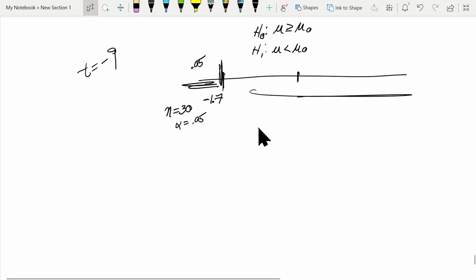The other way this can go is the other direction, where the mean is less than something. This is like the corn yield, the fertilizer experiment. I put out fertilizer, and if it doesn't work, the corn yield doesn't go up. It's this level or lower. The alternative is that the fertilizer works.